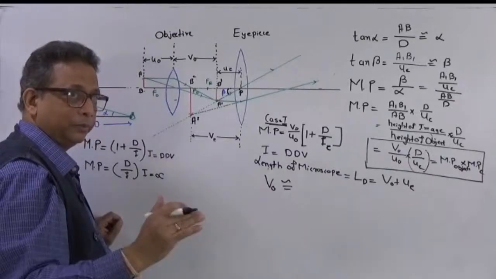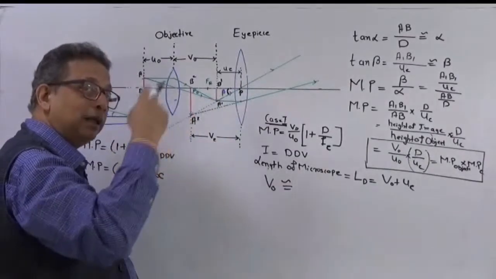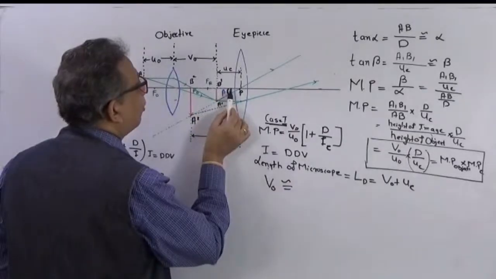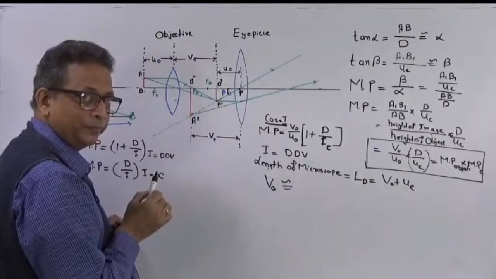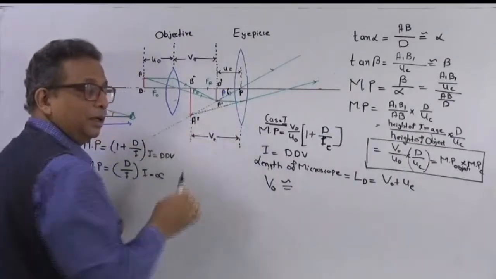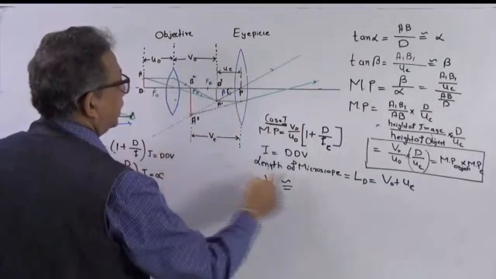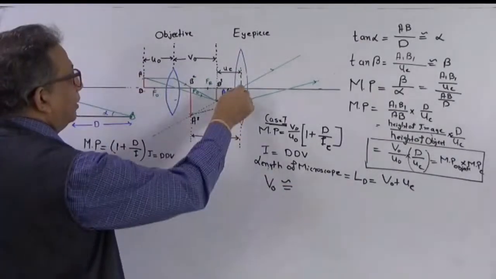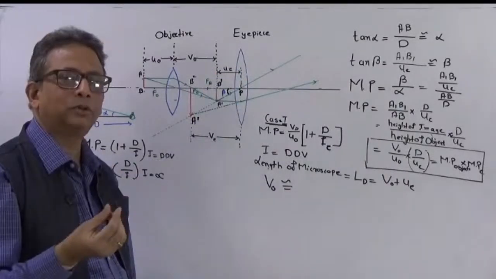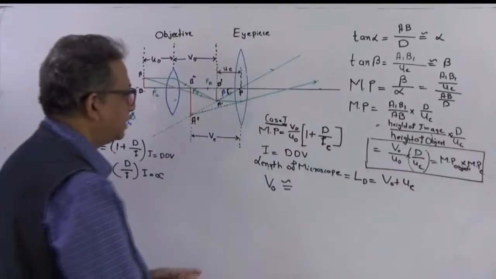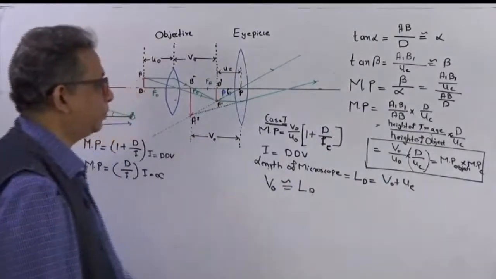So when the focal length is reduced, right, and if the object is placed between the focal length and the pole of the lens, this image will be very close to the lens. Do you agree? This image will be very close to the lens. In that case, V0 is almost equal to LD. Only a very small distance will be left for UE. UE will be very small. It will be so small that it will be neglected. So I can say V0 will be almost equal to LD.